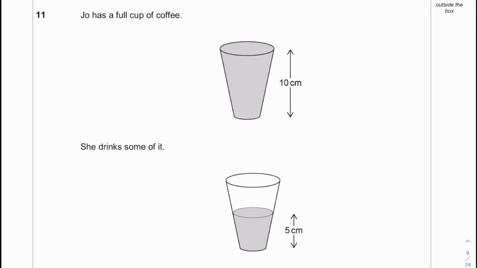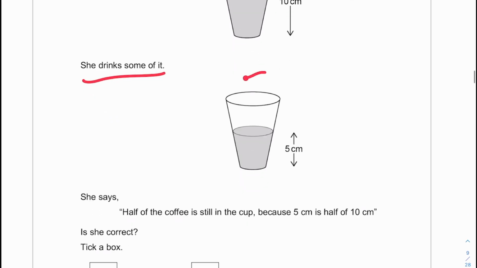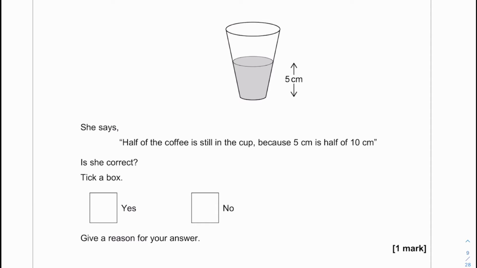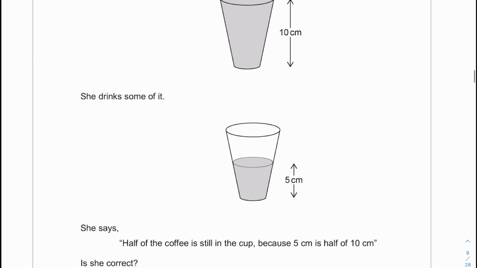Question 11, we are told Jo has a full cup of coffee, as shown here, and she drinks some of it, and we are left with this here, and she says that half of the coffee is still in the cup because 5 centimetres is half of 10 centimetres. Is she correct? Yes or no, and give a reason.